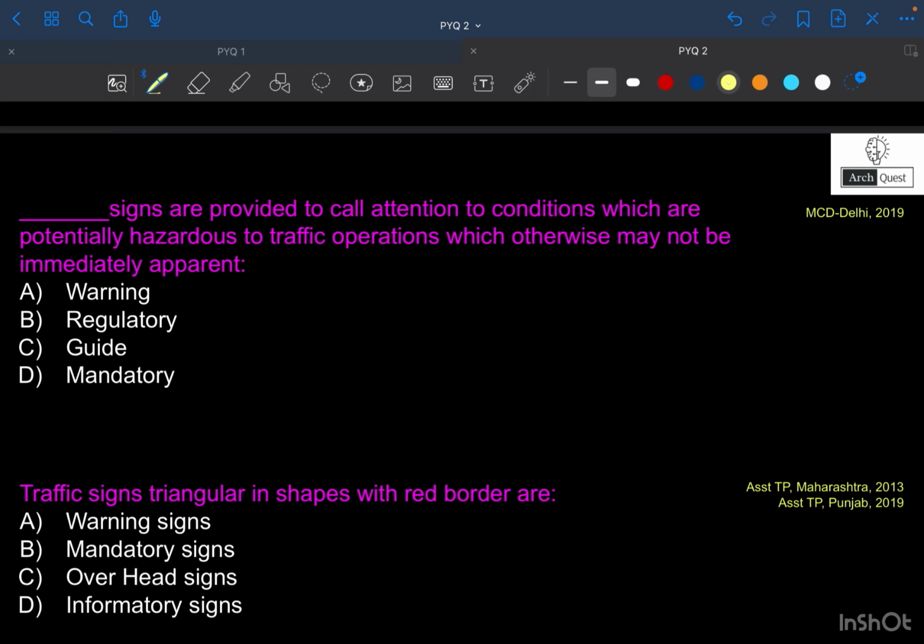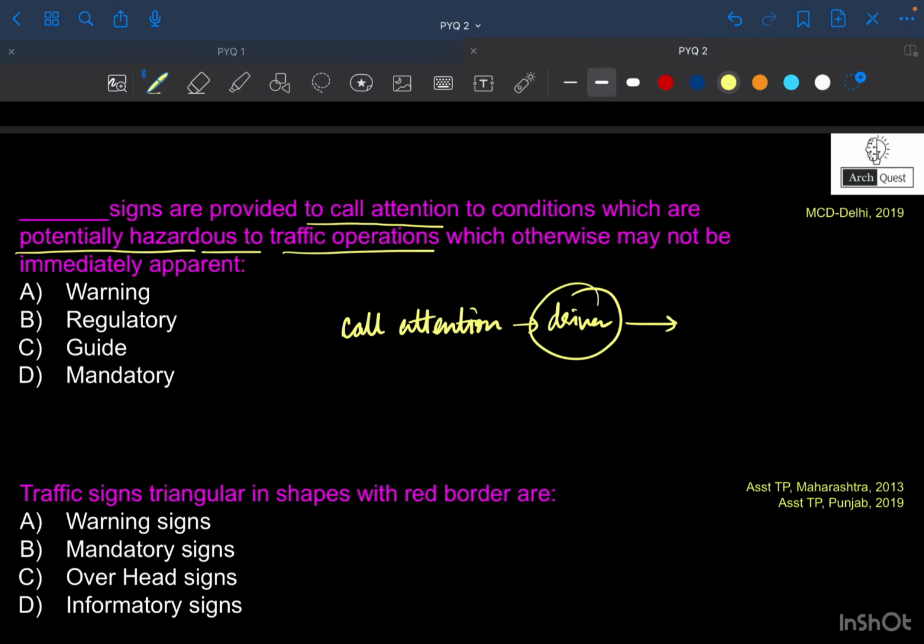Well, next question is, dash signs are provided to call attention to conditions which are potentially hazardous to traffic operations which otherwise may not be immediately apparent. So call attention is related to the driver, ठीक है. They want the driver to be attentive to avoid any mishap that can happen. So if we look into the options में क्या क्या है?